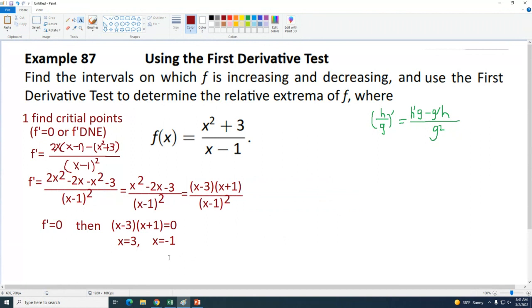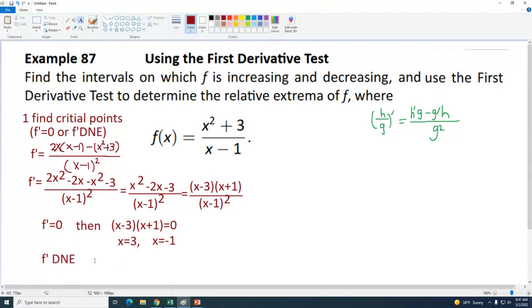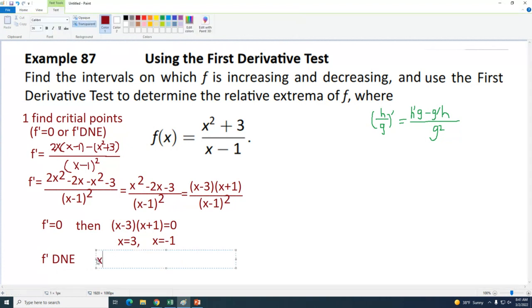Any questions so far? That's those two. And then we also have when it's undefined. This is a division, so we definitely have an undefined point. It is undefined when, obviously, division by 0 makes it undefined. So x equal to 1 is when it's undefined.